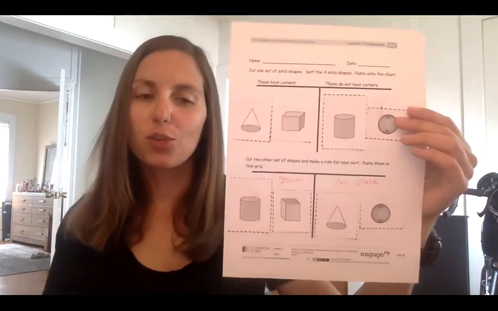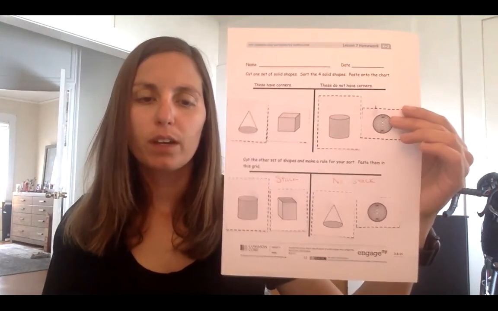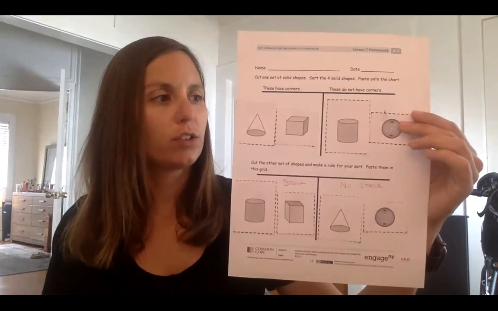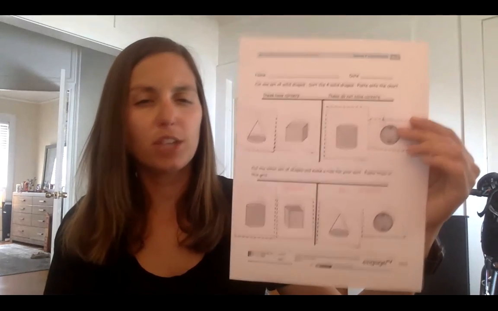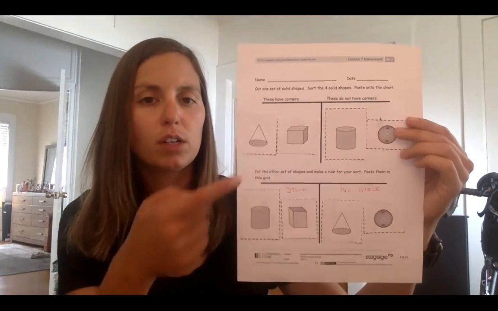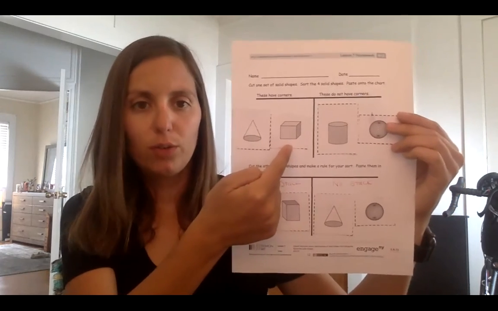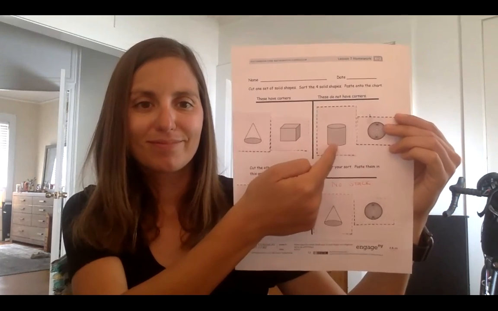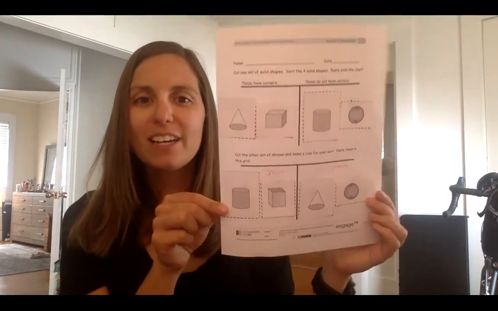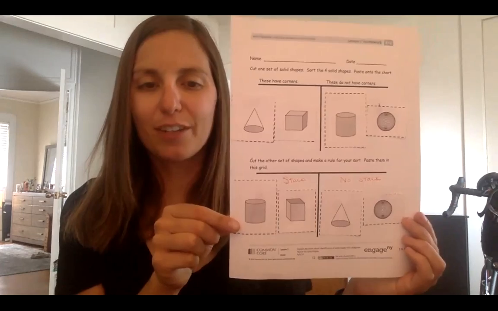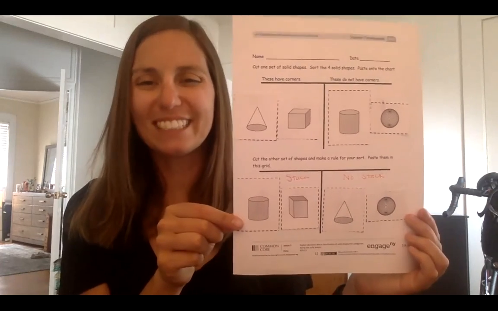And that's it. It should really just be a review. And you should remember the names of the shapes. We'll do them again before we go. Cone, cube, cylinder, sphere. And your sort should look like mine. If you need to pause it and freeze mine to see, you can do that.